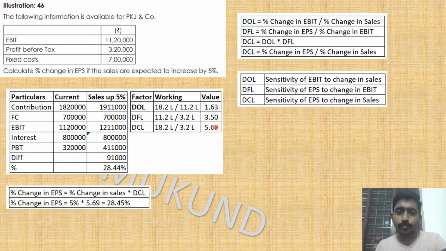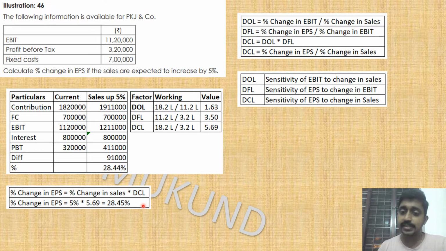can be found. And the formula says degree of combined leverage is equal to percentage change in EPS divided by percentage change in sales. So percentage change in sales is given as 5%. So percentage change in EPS is equal to percentage change in sales multiplied by degree of combined leverage. So 5% into 5.69. So this shows that for a little increase in the sales, there will be a huge increase in the earnings per share, and that we call the leverage concept.